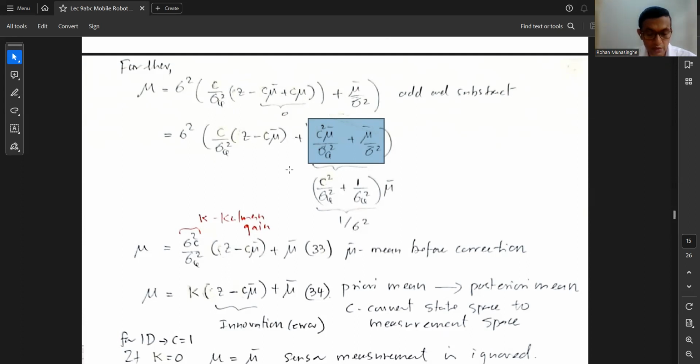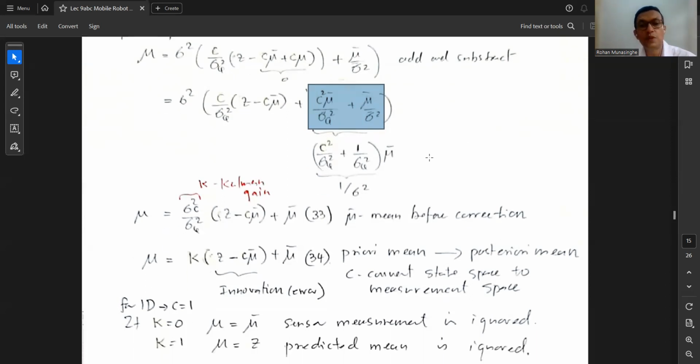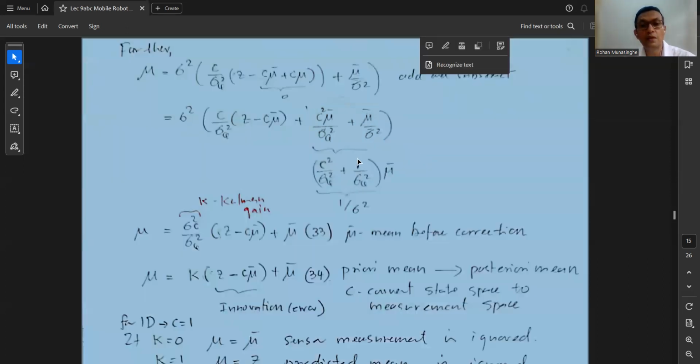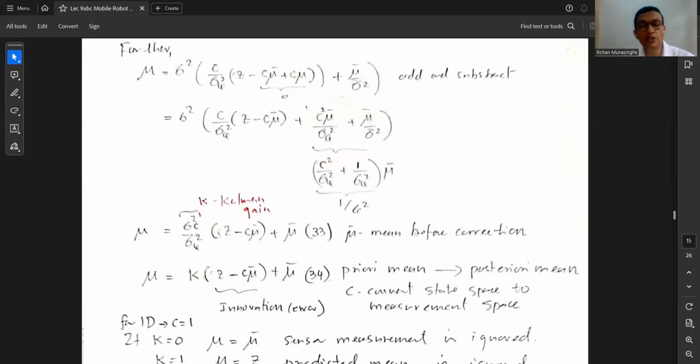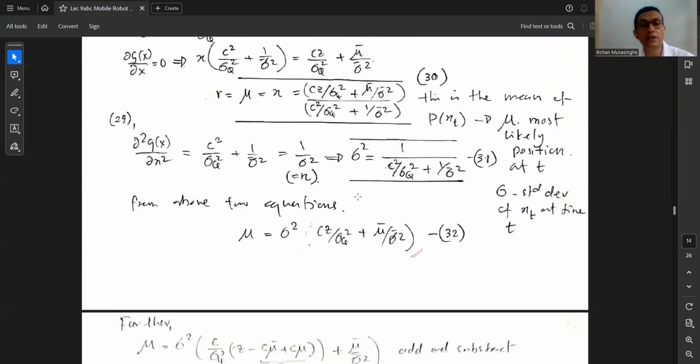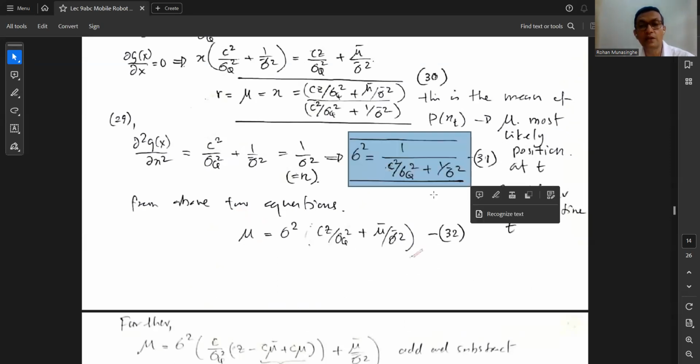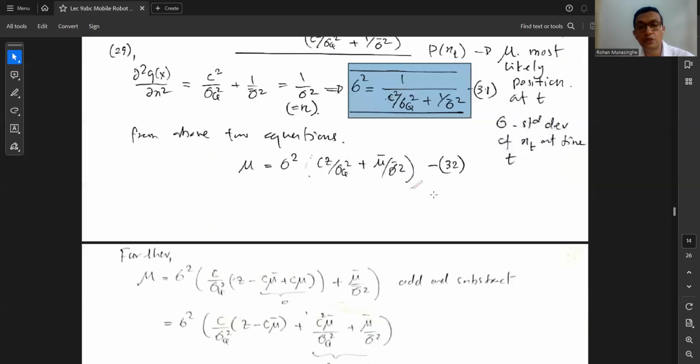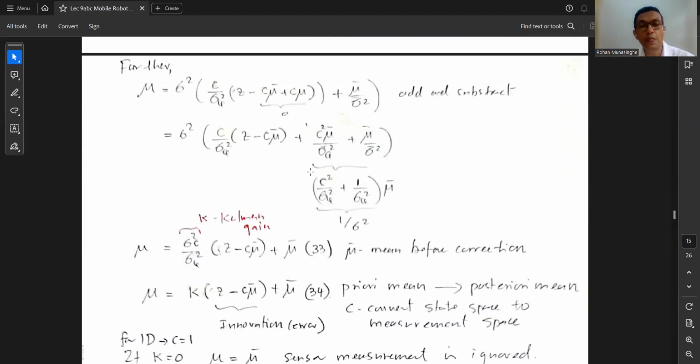Sigma bar square, all right? Now, that one is equal to 1 over sigma square. Earlier we have seen that, didn't we? Look at that one, equation 31. So this is equation 31 basically, 1 over sigma square. So this sigma square cancels out, leaving only mu bar here, right?